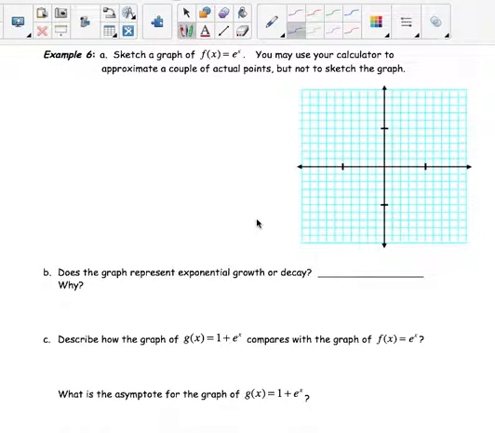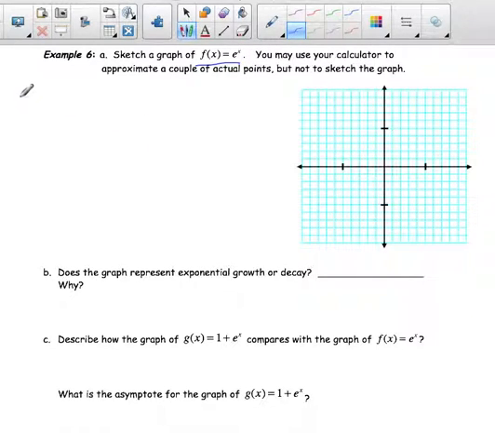To example 6 from notes 5.1 day 2. Here we're asked to sketch the graph of f of x equals e to the x. And in the previous day's class, notes 5.1 day 1, we graphed exponential functions. So here we have an exponential function where the base is e. So we're going to go ahead and sketch this.